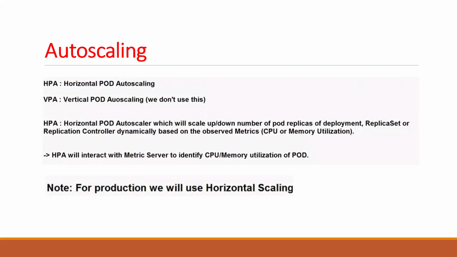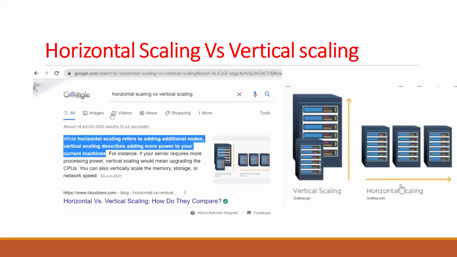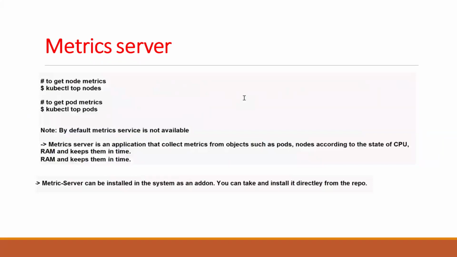The horizontal pod auto scaler will scale up and down the number of pods, replica set or replication controller dynamically based on the observed metrics, CPU and memory utilization. HPA will interact with the metrics server to identify the CPU and memory utilization of the pods. For production, we will use horizontal scaling.